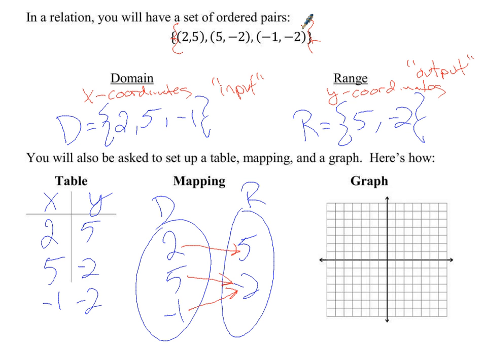Finally, the graph. This is easy. You guys know how to do this. Basically, you're just plotting ordered pairs. You have a 2, 5, so 1, 2, 3, 4, 5. You have, let me label that, 2, 5. You have 5, negative 2, so 1, 2, 3, 4, 5. And then negative 2 is right there. Label that. And then negative 1, negative 2 is right there. Label that.